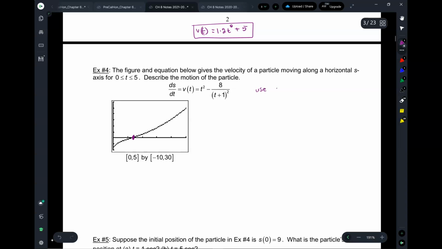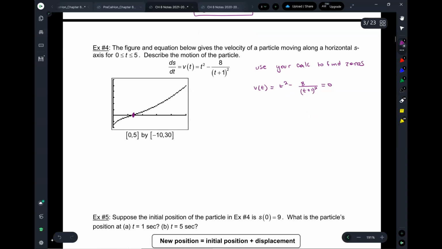So you want to use your calculator to find zeros. And what you want to find the zeros of is this. You want to set v of t equal to t squared minus 8 over (t plus 1) squared equal to 0. Okay? And as it turns out, this is 0 at t equals 1.254. This is when velocity is equal to 0.